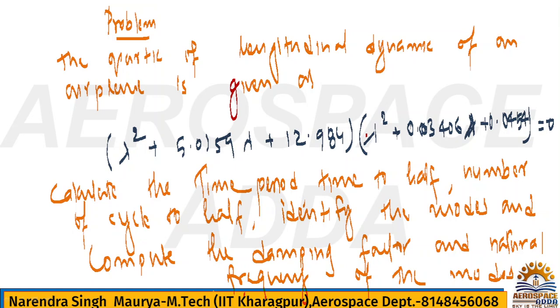Okay, now if you check here, first they have asked to calculate the time period, time to half, number of cycles to half, identify the modes, and compute the damping factor and natural frequency. So for this damping factor and natural frequency, what are they asking? Obviously phugoid motion will come into the picture.